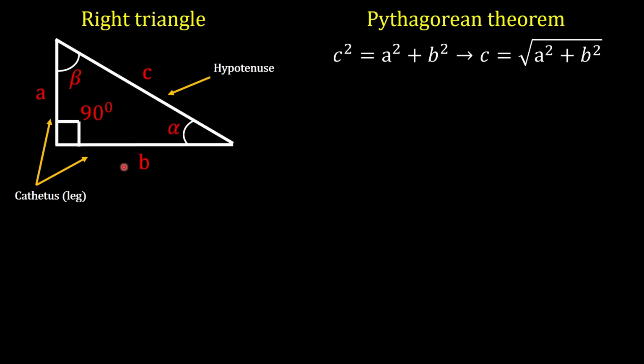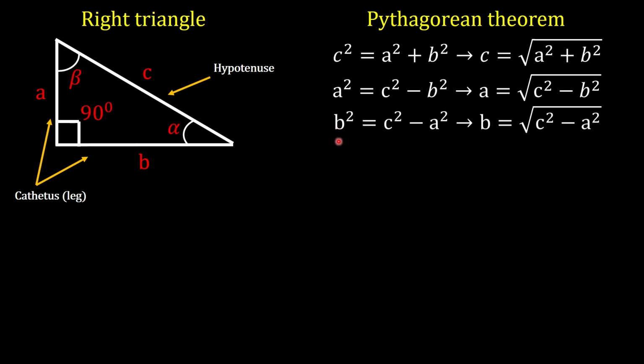However, another situation is possible: you know the hypotenuse and you know, for example, one of the legs, let's say B, and you don't know A. Then you can use this equation written as A to the power of 2 equals C to the power of 2 minus B to the power of 2. Or if you don't know B and you know A and C, then you can use this equation.